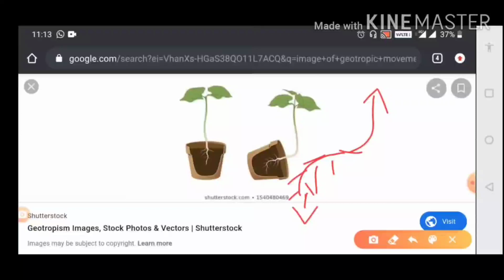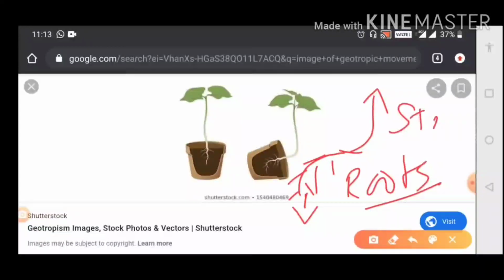That means the roots show what? Positive geotropism, but the stem and the leaves show negative geotropism. Same geotropism, but different parts of the plant body respond differently. Here the stimulus was the gravity of the earth, right?